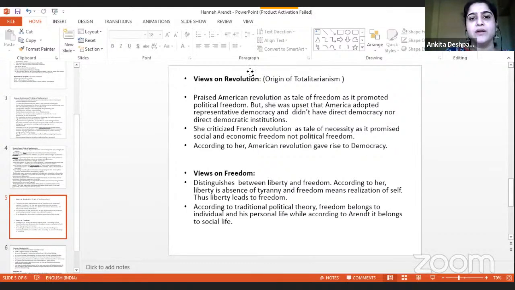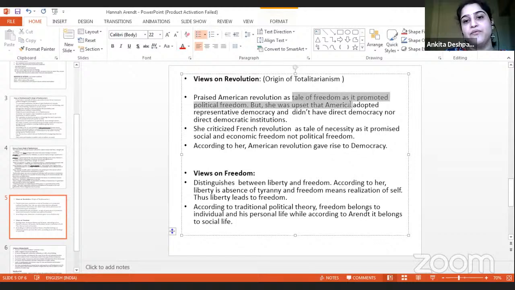Her views on revolution, again given in Origins of Totalitarianism. She praised the American Revolution as a tale of freedom, as it promoted political freedom. Hannah Arendt believed in direct democracy. She wanted direct democracy more than representative democracy.